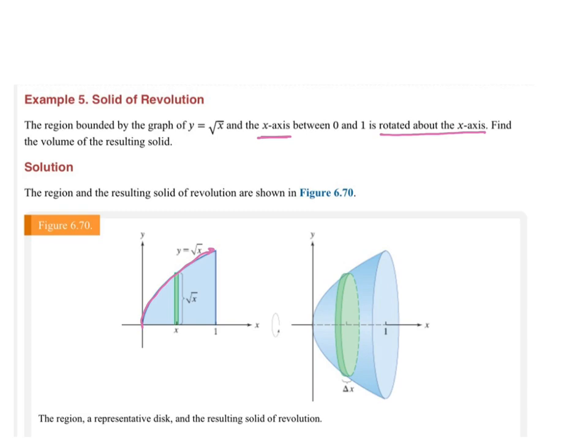We are bounded between 0 and 1, so between x equals 0 and x equals 1. And it's rotated about the x-axis, so if you can imagine, you've got this picture, and then they turned it and started rotating it about that axis. So it looks like it cuts out maybe a big megaphone looking shape. Can you see it?